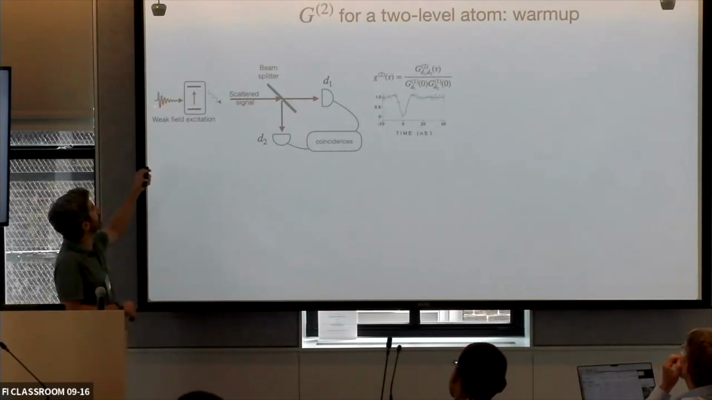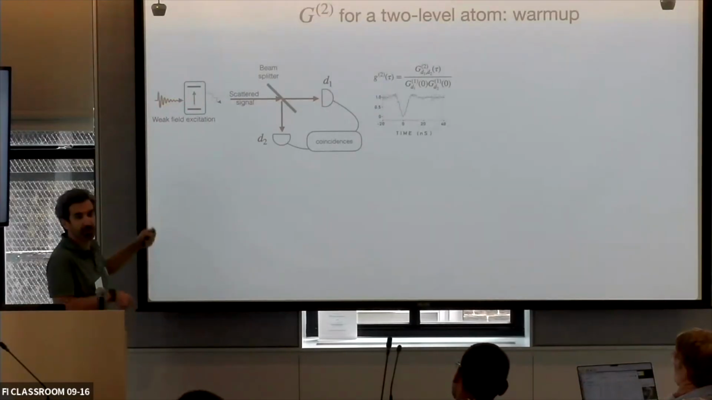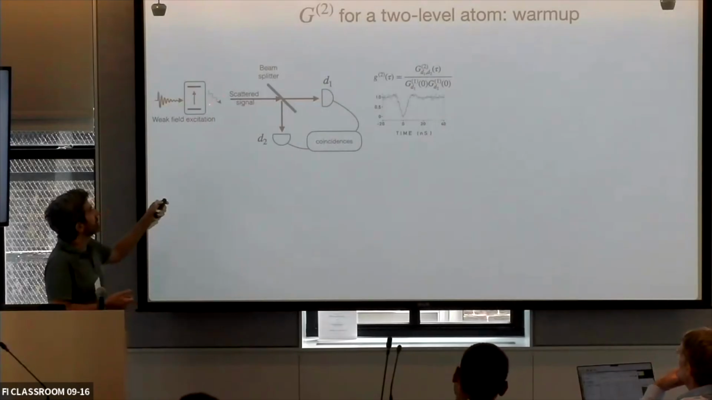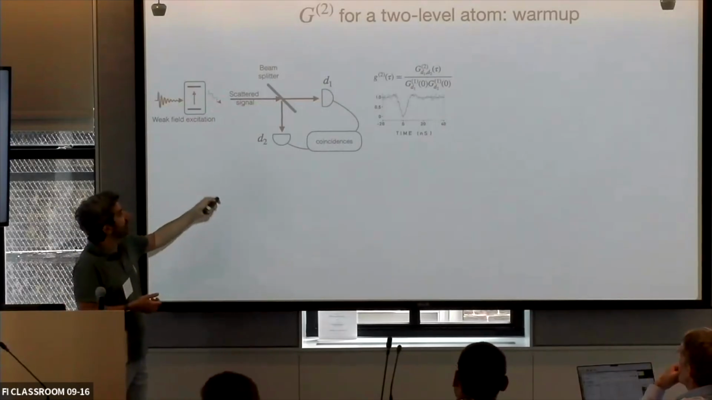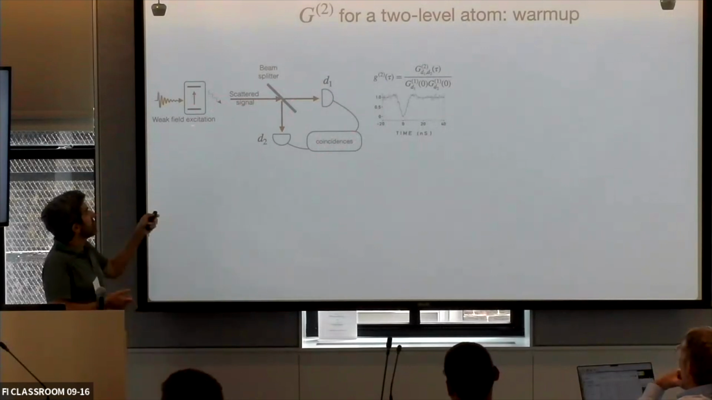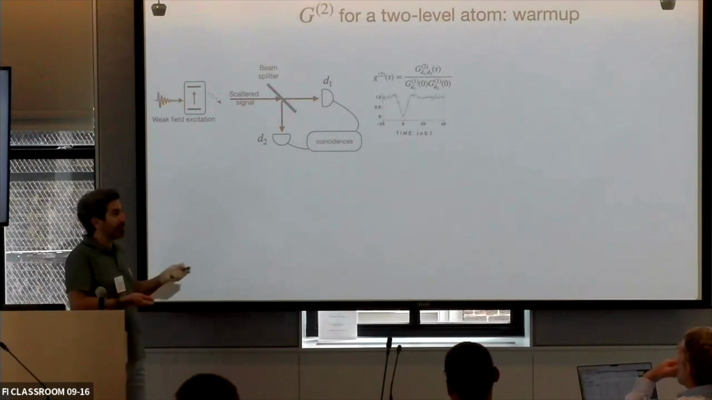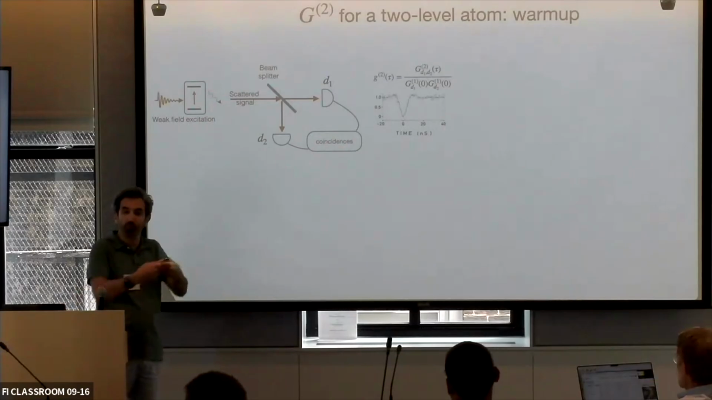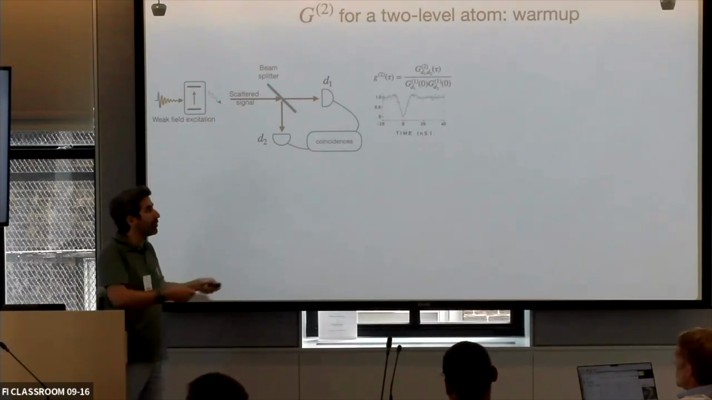So I have a two-level system. I excite it weakly with the field. This weak is important. So most of the time, the atom is not even excited. But once it's excited, it can emit only one photon at a time. And that time is 1 over the decay rate of this. So I collect it, I send it on a beam splitter, and then I do this coincidence measure. Of course, this is one photon at a time, so the coincidences should be 0. It's impossible for this atom to emit 2 photons at a time.